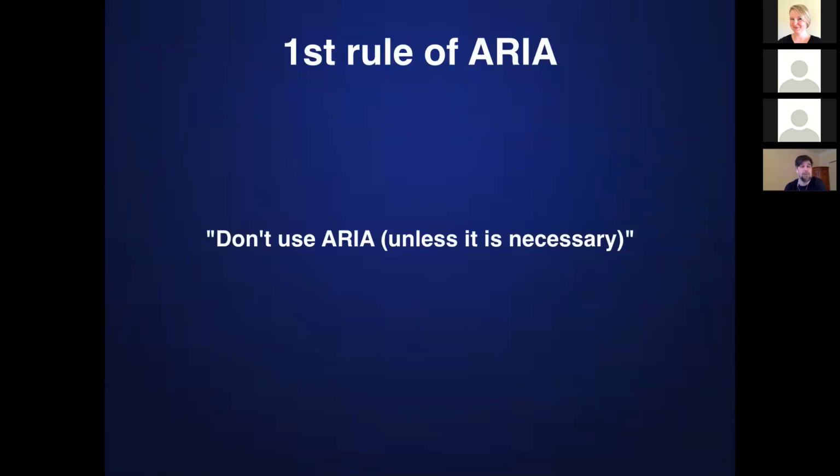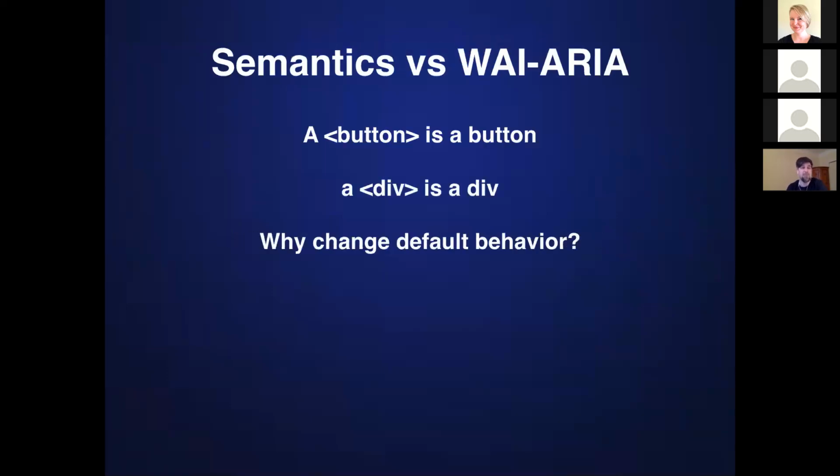And then you use ARIA to make things more polished, better, easier to use. And so what do I mean when I'm talking about semantics? Well, a good example of that is buttons. Buttons are a clickable element that trigger an action. A div, well, it's a div, it's a container. And with ARIA and JavaScript, you can actually make a div behave like a button.